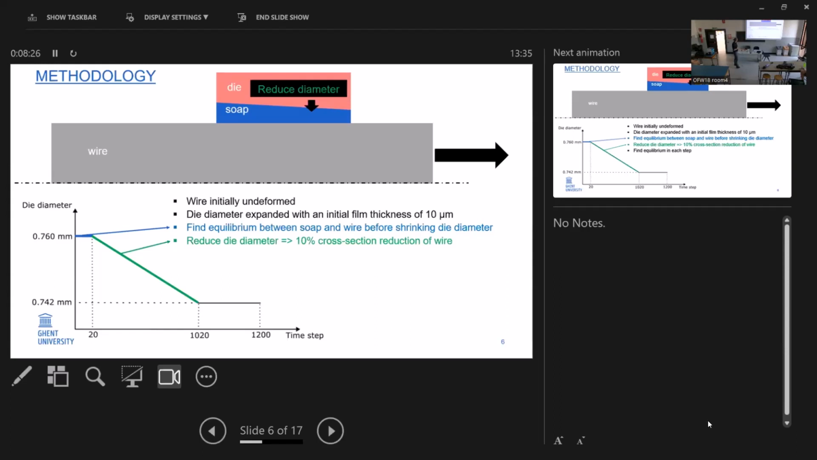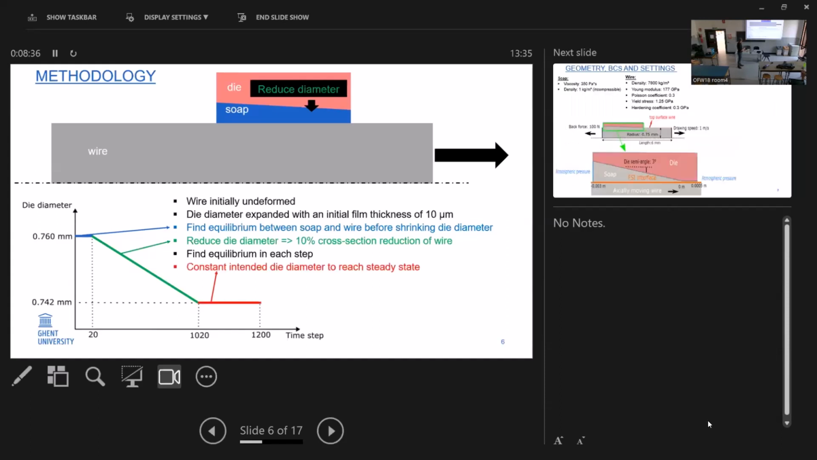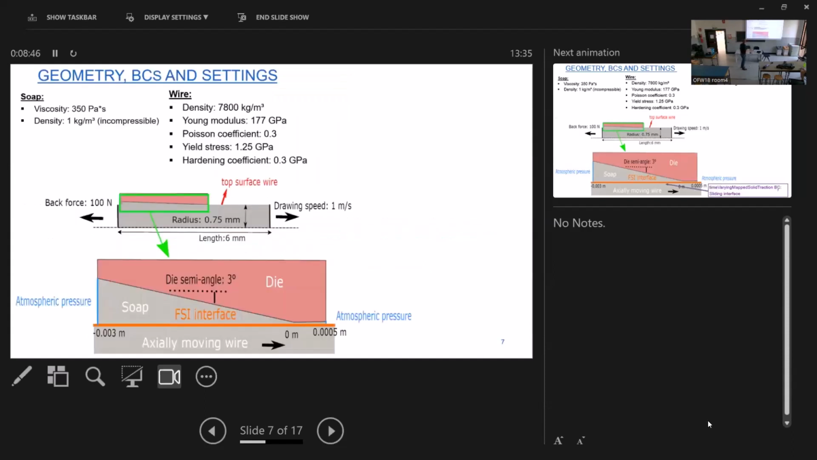And it needs 1,000 time steps, as you can see here. For each time step, we need the equilibrium between the loads that are calculated and the displacements that are calculated. And at the end, from time step 1,020 to 1,200, we keep a constant die diameter to reach steady state. All right, the geometry, boundary conditions, and settings.